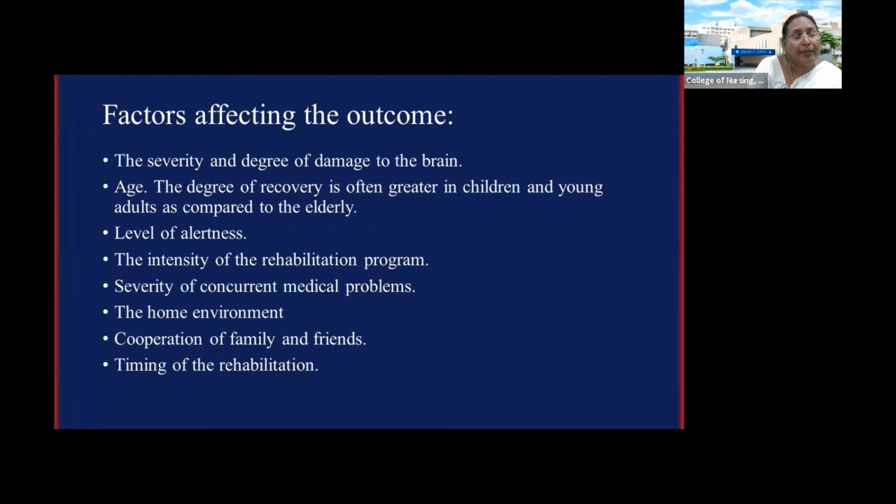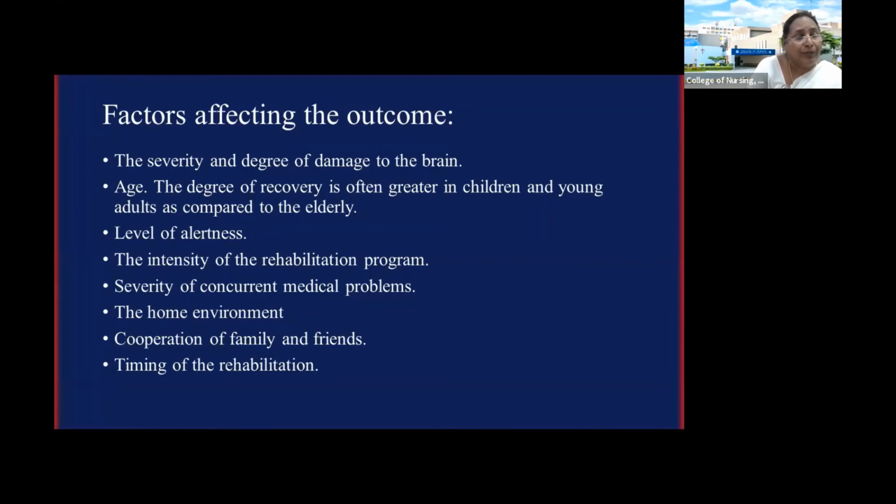Severity of concurrent medical problems. Of course, the comorbidities that the patient has. If the patient suddenly becomes hypertensive or has increased sugar level, all that will also bring down the outcome. The home environment, cooperation of family and friends. If the caregiver is well motivated, and usually in our setup we see the wife of the victim, if the husband is the victim, the women really take care of them very well, helping and doing everything. That itself will give a lot of motivation to the stroke victim to become all right.